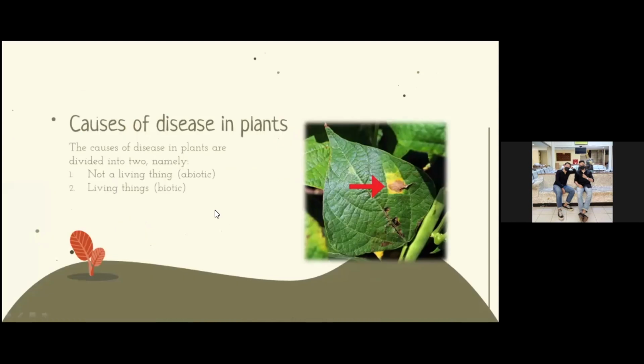Causes of disease in plants. The causes of disease in plants are divided into two, namely: number one is not a living thing, or abiotic. Number two is living things, or biotic.